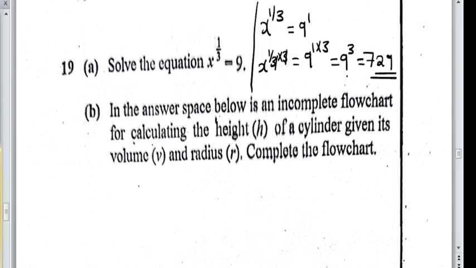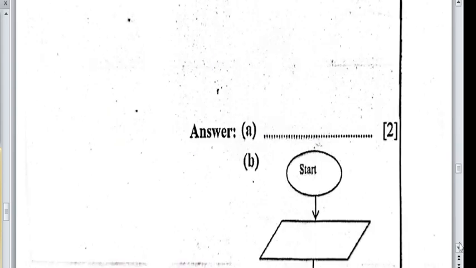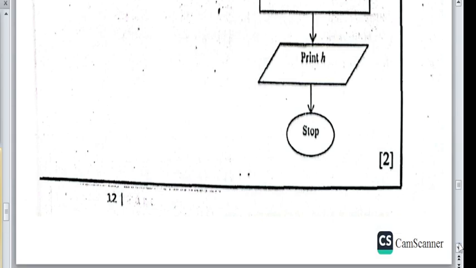So that is the answer for that one. Then part B: in the answer space below is an incomplete flowchart for calculating the height of a cylinder given its volume and radius. Complete the flowchart. Okay, this is a question on computer logarithms.